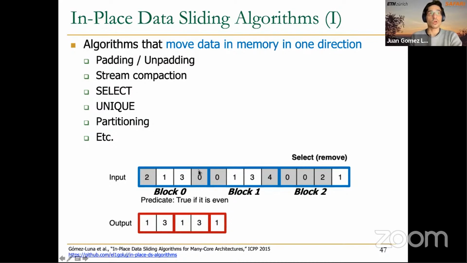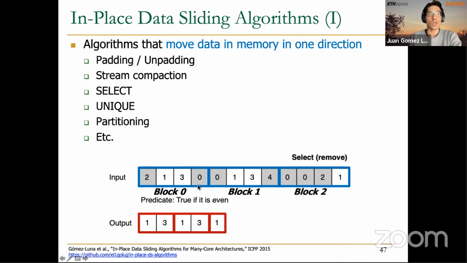And if you see, block 0 will have to write 2 elements in the output array, block 1 will have to write 2 elements, and block 2 will have to write only 1 element. But in the end, the number of elements that each thread block writes depends on the values in the input array, right? And we don't know these values. We don't know the number of elements that each thread block will write to the output in advance.